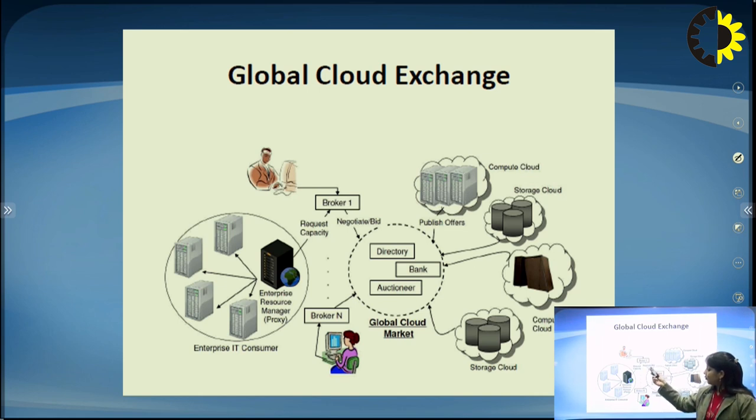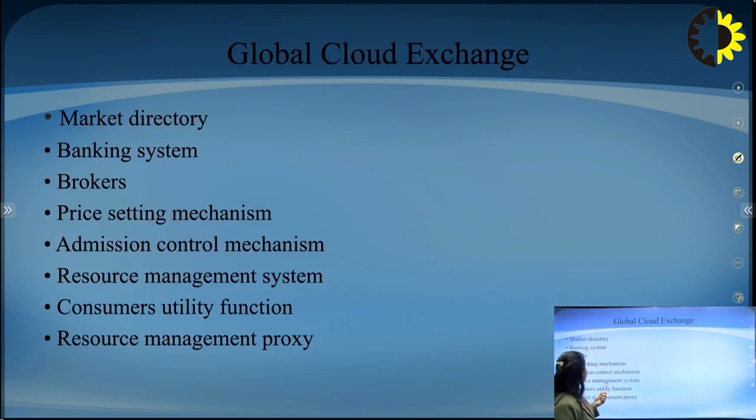So we have different brokers, broker 1, 2, 3 up to broker N, and these brokers are going to negotiate the bid. If the bid is low, the enterprise customer will avail the services from the broker that has the lowest bid. So this will be done, those brokers will be selected, and the broker will combine the different cloud services.